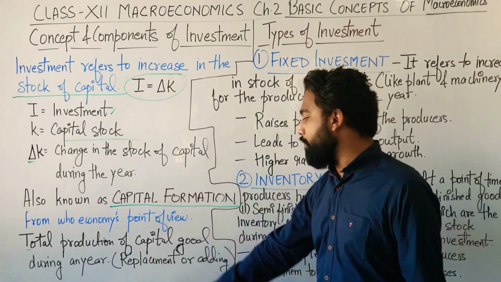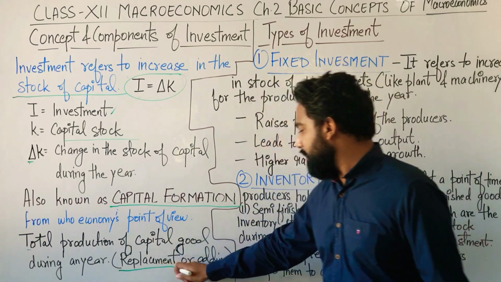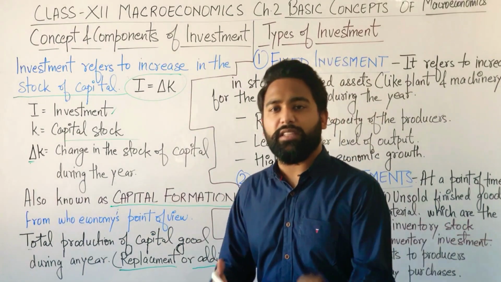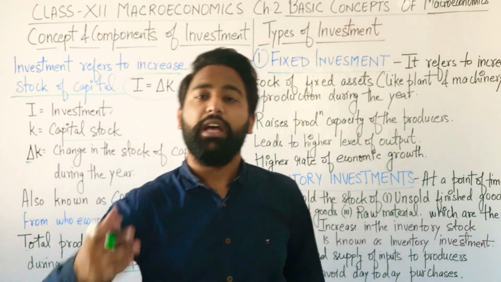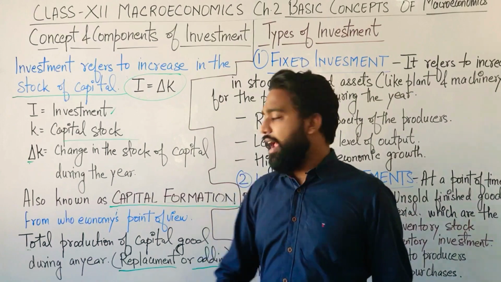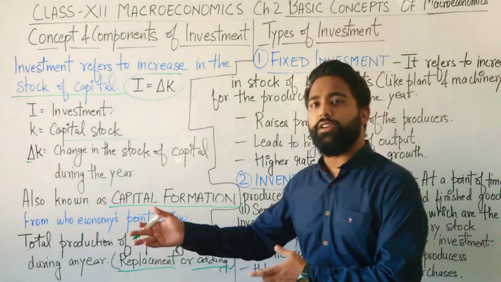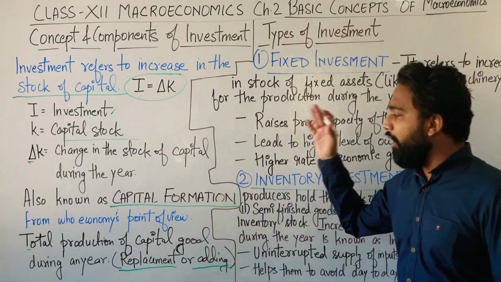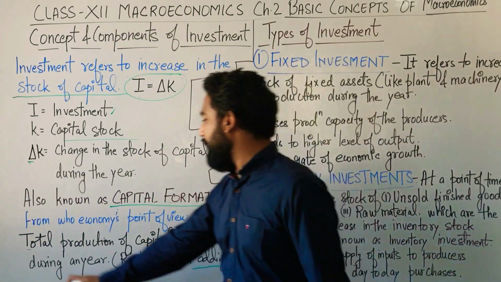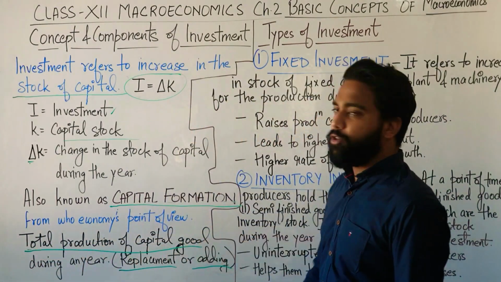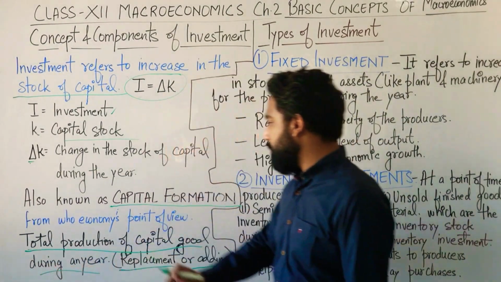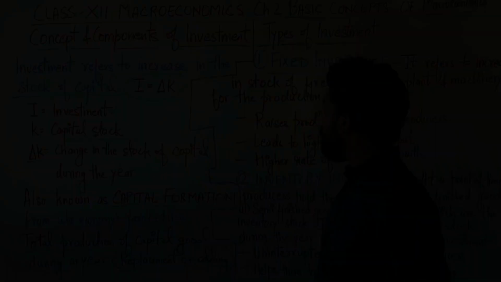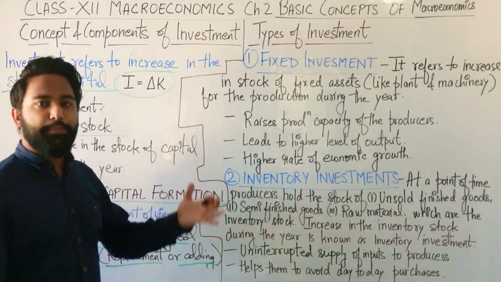And under this total production of capital goods, replacement and addition of goods is also included. If we replace some old machinery with the new machinery, then it is also called investment. And if we bring the new machinery to our company or our industry, then it is also known as investment or capital formation. I am repeating it again. Total production of capital goods during a year is called investment. Is that clear, students?